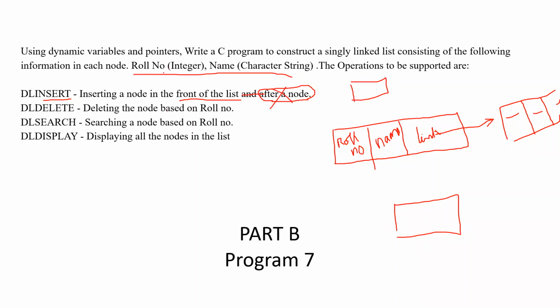And they have only data, any data. Here it is like the details of the students, like roll number and name. Got it. And the second additive operation is deletion. Third one is searching. And fourth one is displaying all the nodes in the linked list.